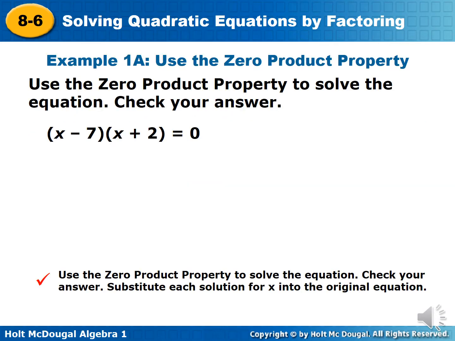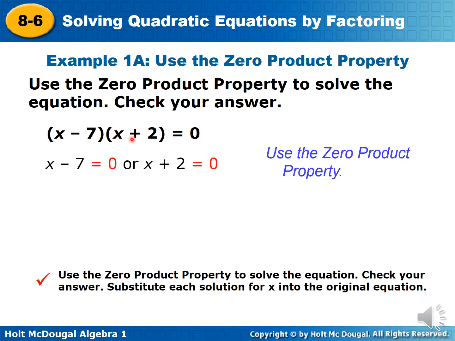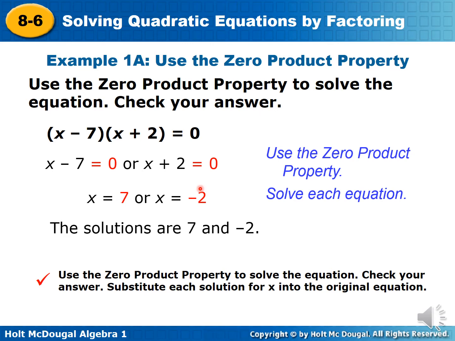Okay, for example 1, we have the use of the zero product property. We have two brackets multiplied, and the answer is 0. So we just need to say that one of the quantities will be 0. That leaves us with two options. It's x minus 7 equals 0 or x plus 2 equals 0. Then we solve the equations and we have 7 and negative 2. Now these are two solutions, 7 and negative 2.